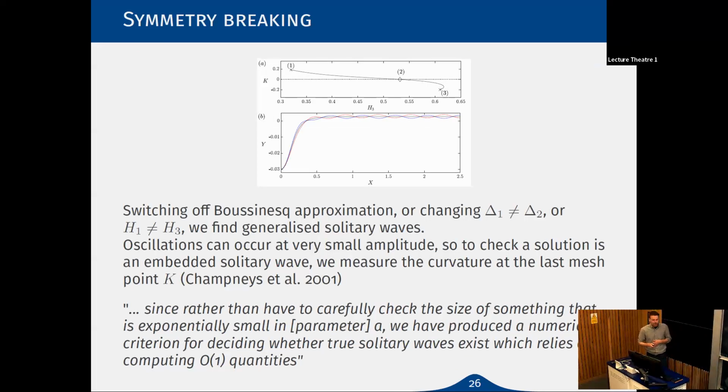The thing is that if you break the symmetry in any way, you switch off the Boussinesq approximation, you change delta 1 to not be delta 2, or H1 to be different than H3, you find generalized solitary waves. So now all of a sudden your solutions have tails. The oscillations can occur at very small amplitudes.